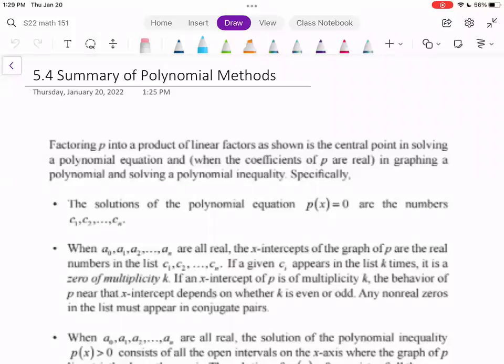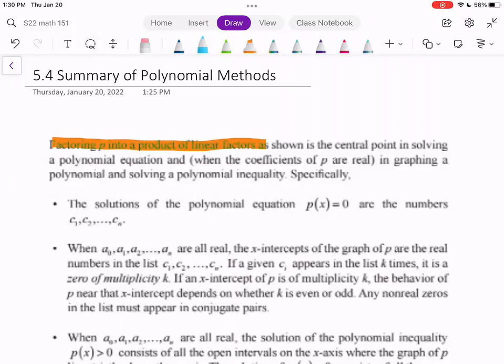This is a summary of all the polynomial methods that we've looked at in this chapter. There's nothing new in this section, but I wanted to list it all in one place for you. Please remember that when we have these polynomials we've been talking about, once we can factor that polynomial into linear factors, then we are able to do a great deal with that.